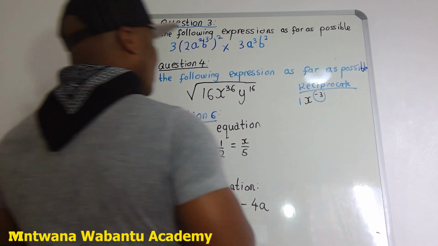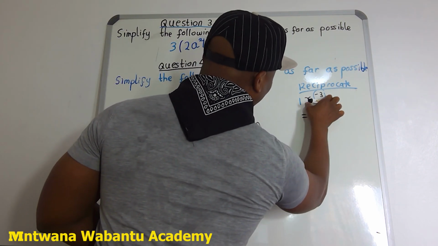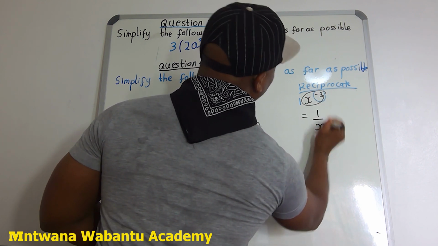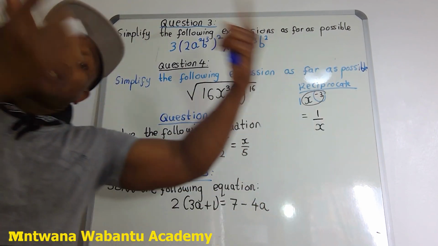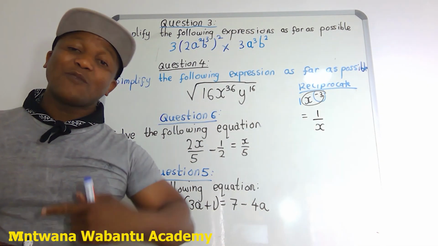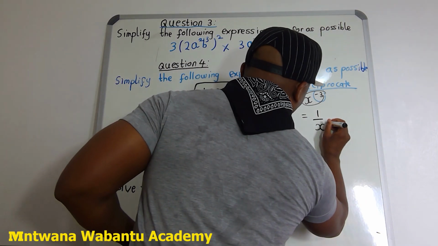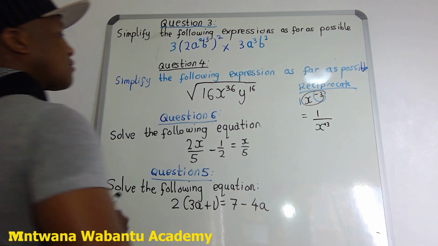So what are we going to do? Leave your 1 there, exactly where it is, and then take everything with the power to the bottom. So you write x to the power 3. The only thing you change, you see, is the negative. When you take it to the bottom, when you reciprocate, instead of being negative, it's going to be positive. So this negative is going to become positive.